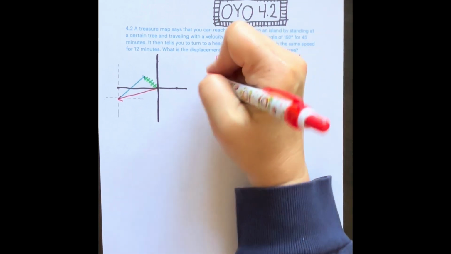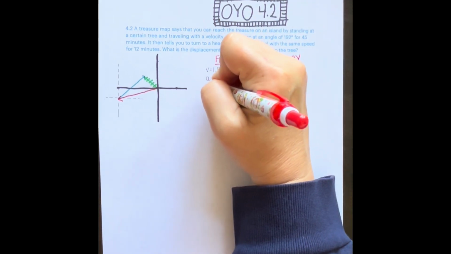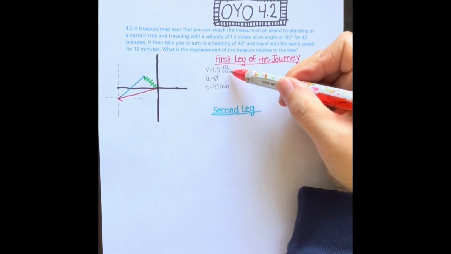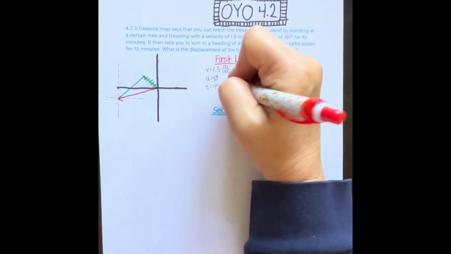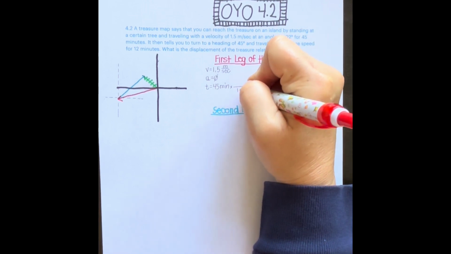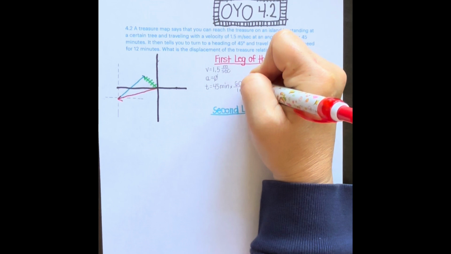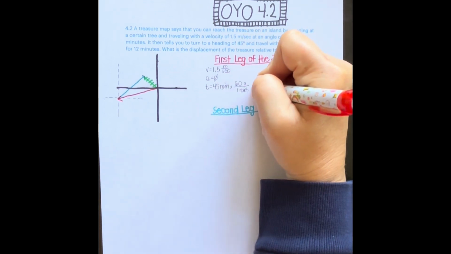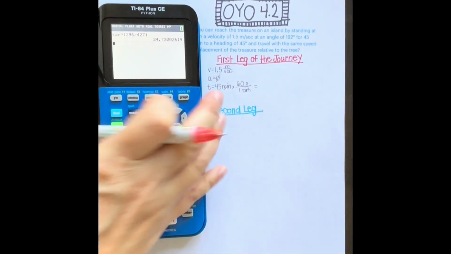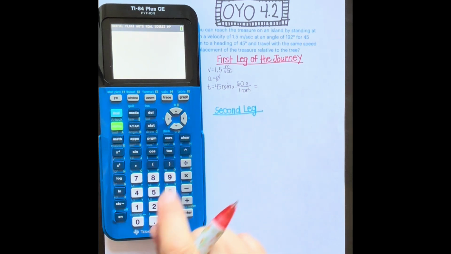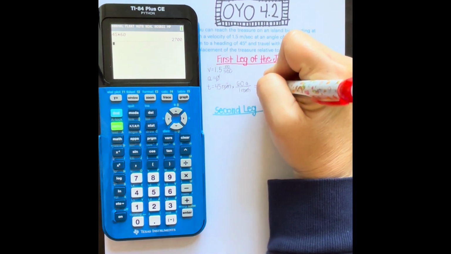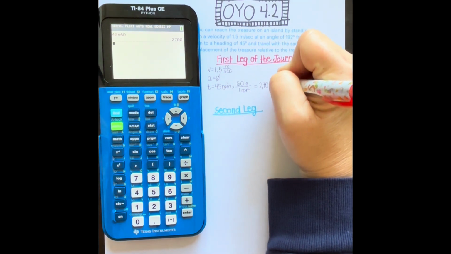Our time is 45 minutes, sorry about that. So 45 minutes, we should realize right here, we have differing units. We have seconds and minutes. So we have to convert everything to seconds. So 1 minute is 60 seconds. So if we get our calculator, we can say 45 times 60 is 2,700 seconds.